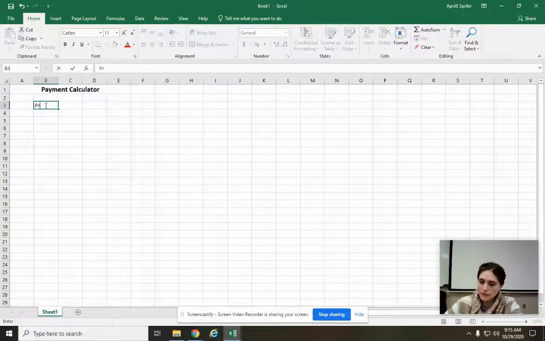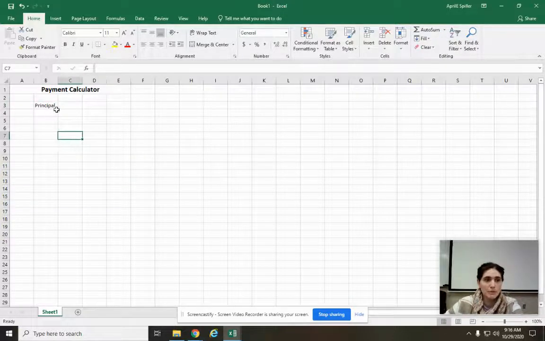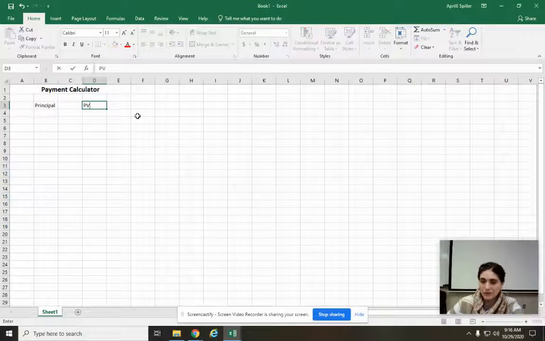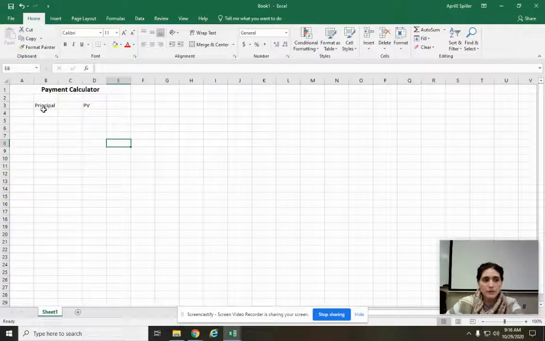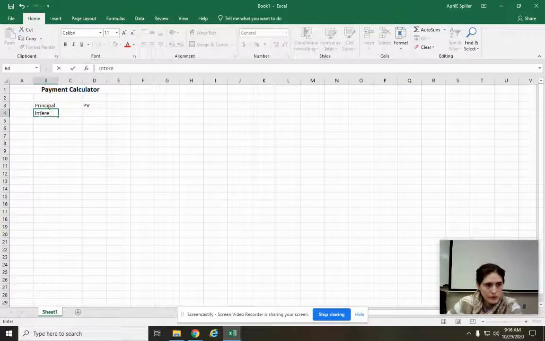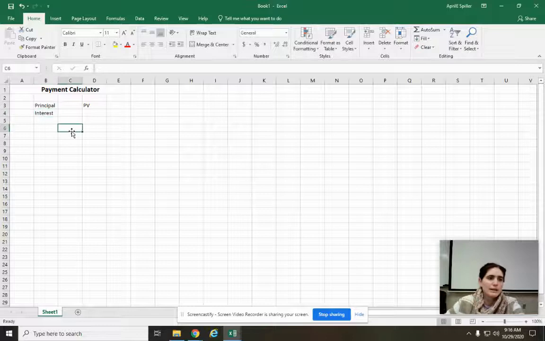The first thing we need to know is how much we're borrowing. Sometimes that's called the principal. It's also referred to in the formula as the present value, so I'm going to put PV right there. That's the first thing we need. The next thing we need is the interest rate, and that's going to be in percent.